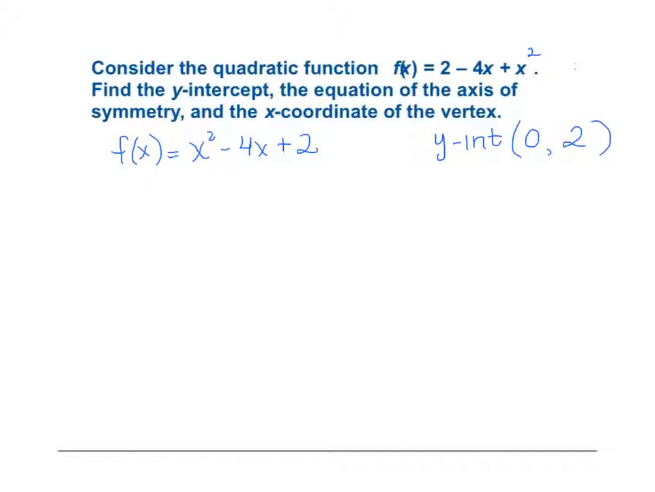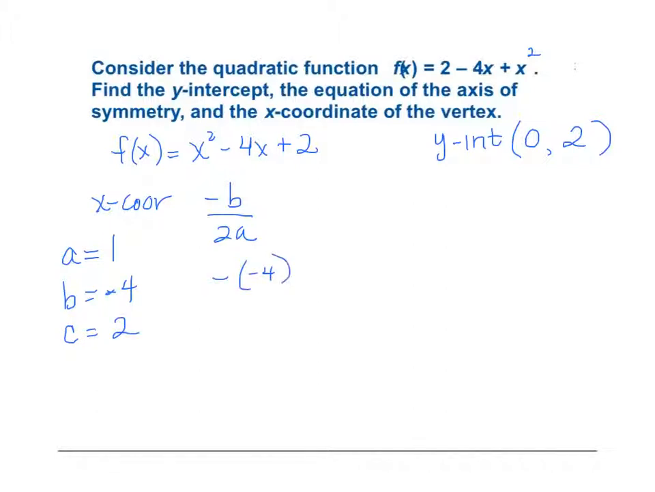Now, to find the x-coordinate, I'm going to do negative b over 2a. And before that, I'm going to write out my coefficients. So a is equal to the coefficient in front of x squared, which is 1. B is the coefficient in front of the x term, which is negative 4, and c is the other one, 2. So I have negative b over 2 times a, which is 4 over 2, which is 2. So my x-coordinate of the vertex is 2.